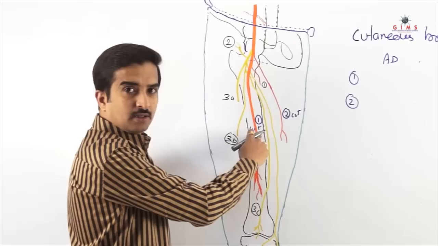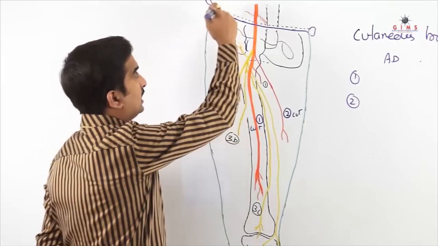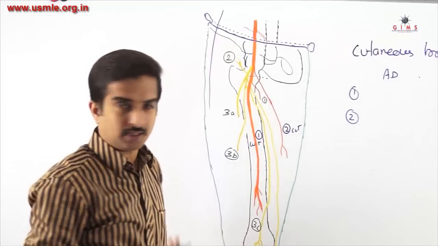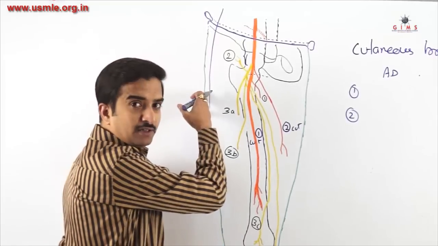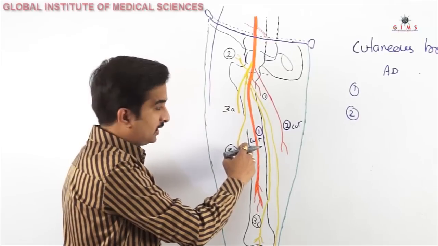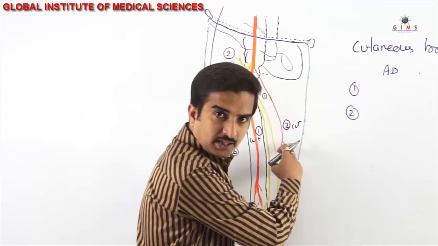One is on the intermediate side, because you know that another nerve which is present over here is called the lateral cutaneous nerve of the thigh, right? So this is the lateral cutaneous nerve of the thigh, and this is the intermediate cutaneous nerve of the thigh, and this is the medial cutaneous nerve of the thigh, right?